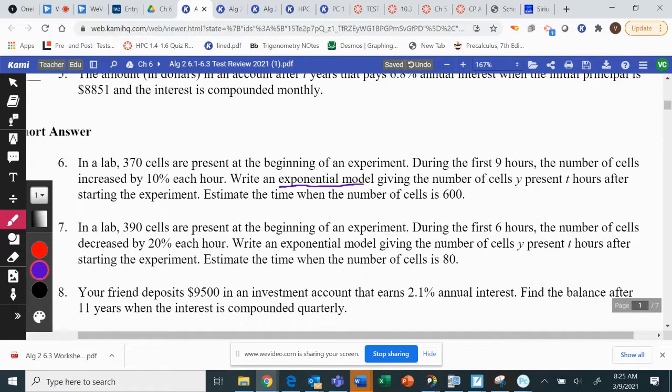So we're going to do an exponential model. This is not being compounded more than once. This is just straight up an exponential, either growth or decay. So when I look at that, how can I tell if it's growth or decay? Aya, how can I look at number 6 and tell if it's growth or decay? Can you say a little bit louder, hon?